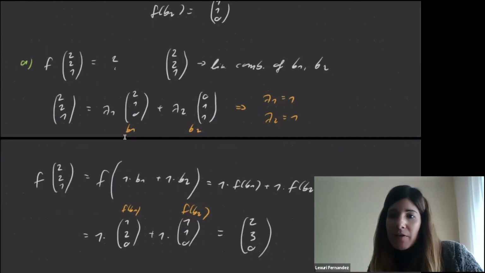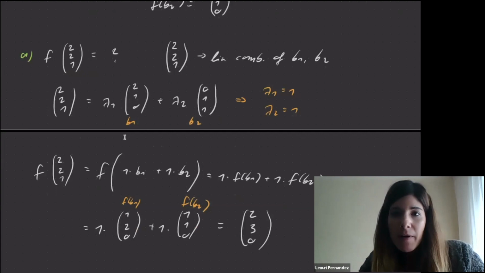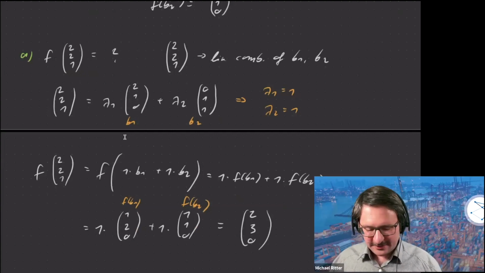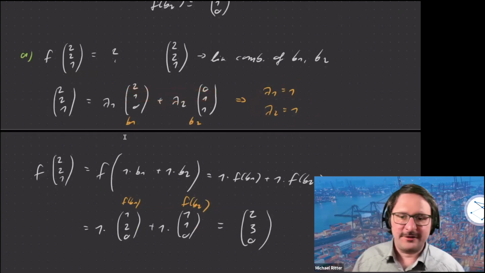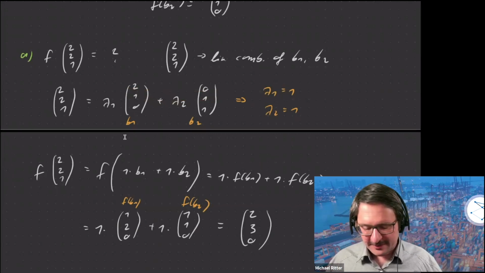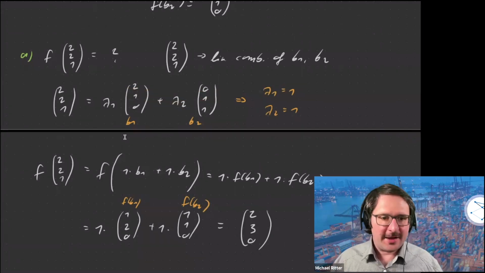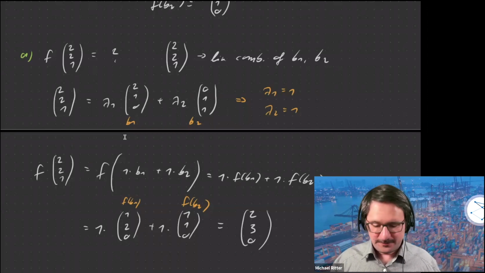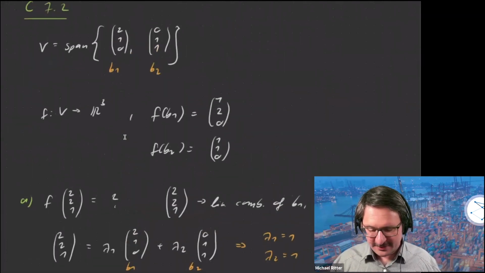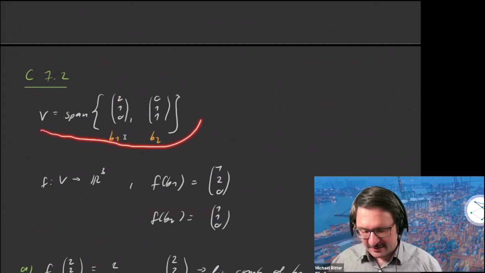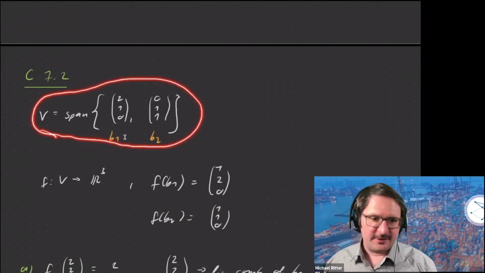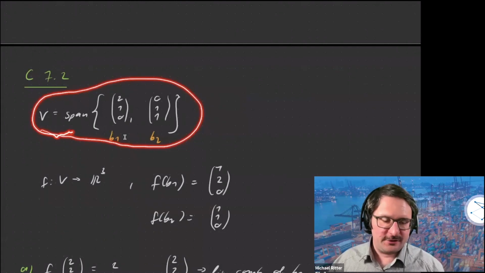That means the vector is not a linear combination of b1 and b2. If we can't find lambdas like this, or if we find that this is not feasible due to the second row, for example, then this will show us that the vector is not actually a linear combination of b1 and b2. By the problem statement, that means that the vector is not contained in V, because V is defined as the set of all linear combinations of b1 and b2. So if a vector is not a linear combination of those, it is not in V.